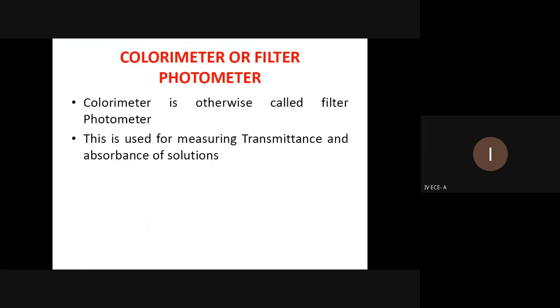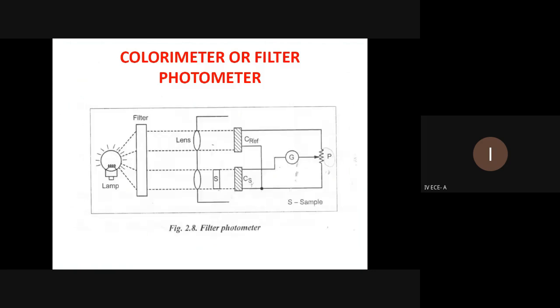So this is a colorimeter or filter photometer. Always we have to say that a colorimeter is also called a filter photometer. It is used for measuring the transmittance and absorbance of the solution. So this is the filter photometer.